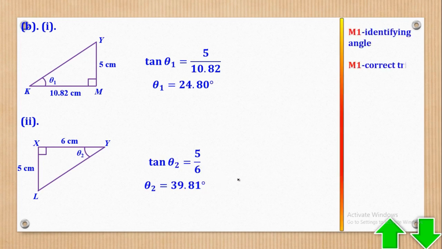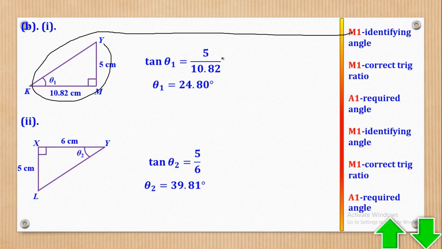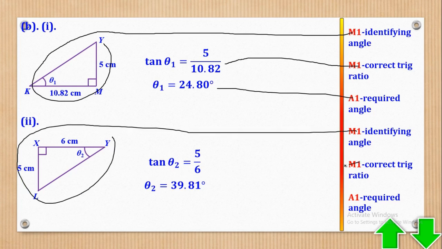Now let's see how marks can be awarded. M1 for identifying the angle, another M1 for correct ratio. Here I can use tan, sine, or cos. You have to know, if I use sine it will be opposite over hypotenuse, if I use cos it will be adjacent over hypotenuse, but now I've chosen to use tan, which is opposite over adjacent. Then A1 for the output: M1 for identifying the angle, M1 for correct ratio, and A1 for the output.